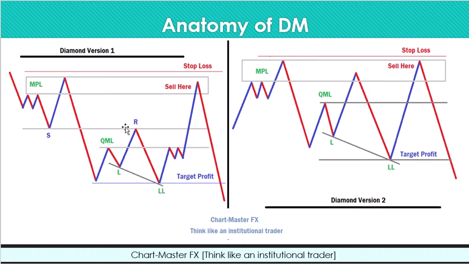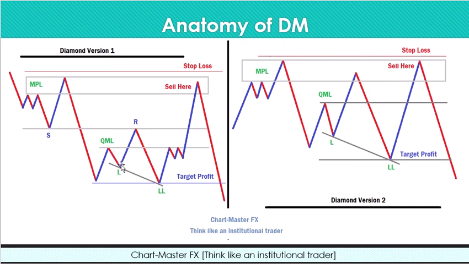So number 1, the condition, there should be an MPL. Once you have an MPL, then you have to identify your support. Once you identify your support, the trend should formulate a QM level. Once it creates a QM level here, it then creates a low. Once we have a low, then we are waiting for the break of the QM.